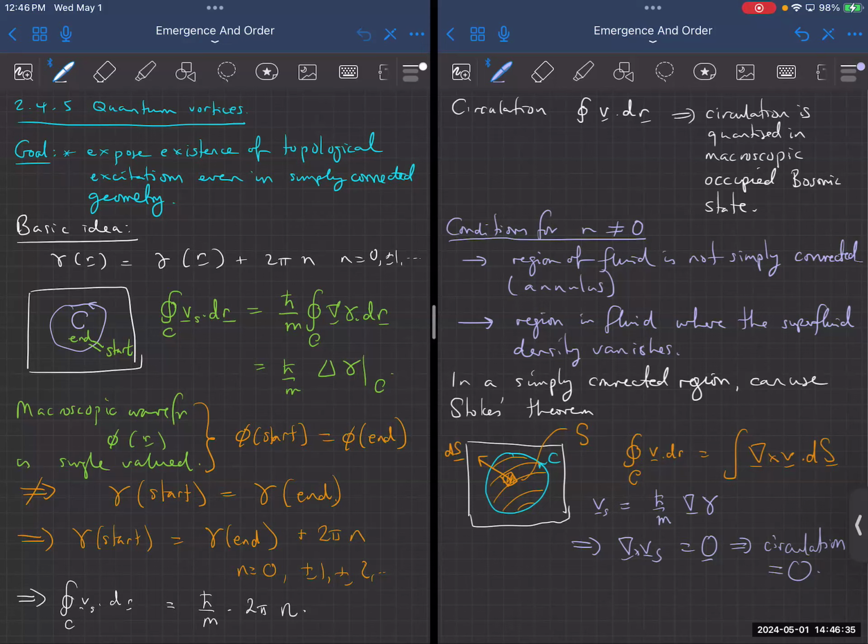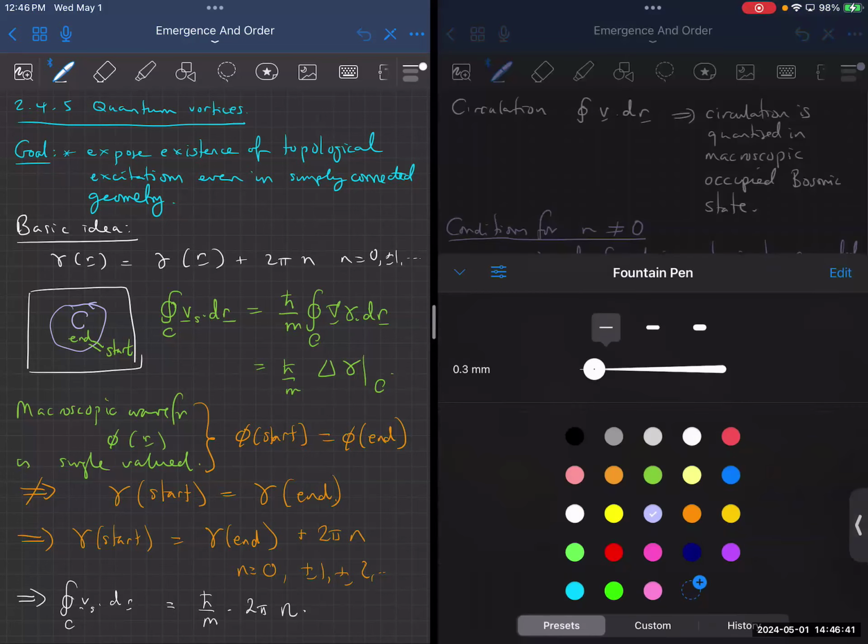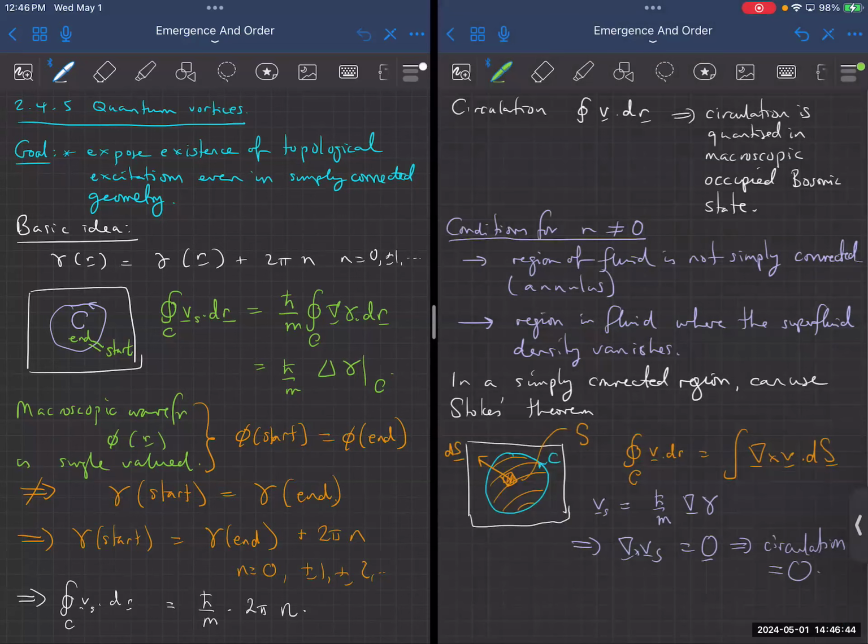So that's a theorem. The only way out of that, there is a way out. There is something else that can happen. What can happen is if there is a region where for some reason rho s is equal to 0, and the contour C goes round that region, then Stokes' theorem doesn't apply.